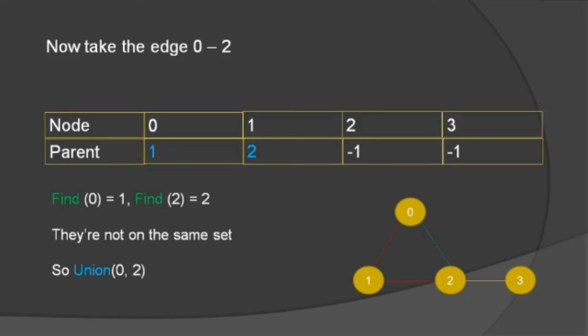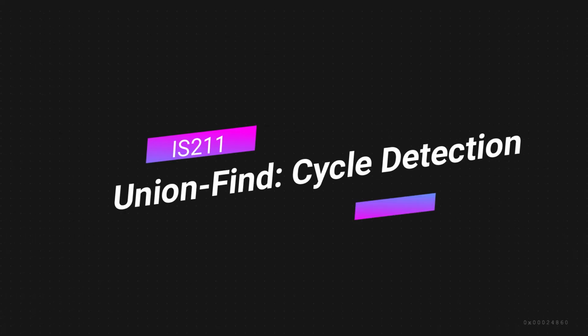We now move to the next edge pair, which is 1 and 2. Just like before, we use the find operation, find 1 and find 2. Find 1 is equal to 2 and find 2 is equal to itself, which is 2. So now they are equal, which means they are in the same set. Therefore, now we have found a cycle. So that's all it is. That's how the union find algorithm works.